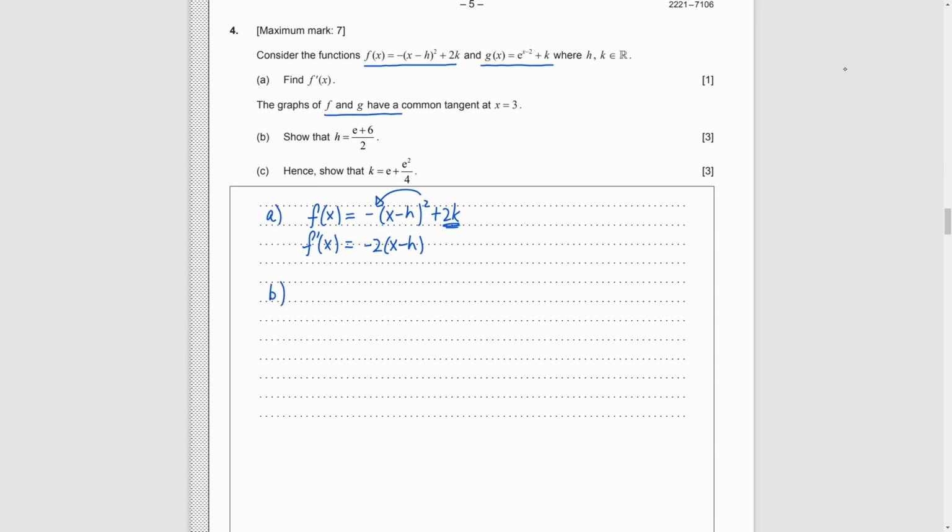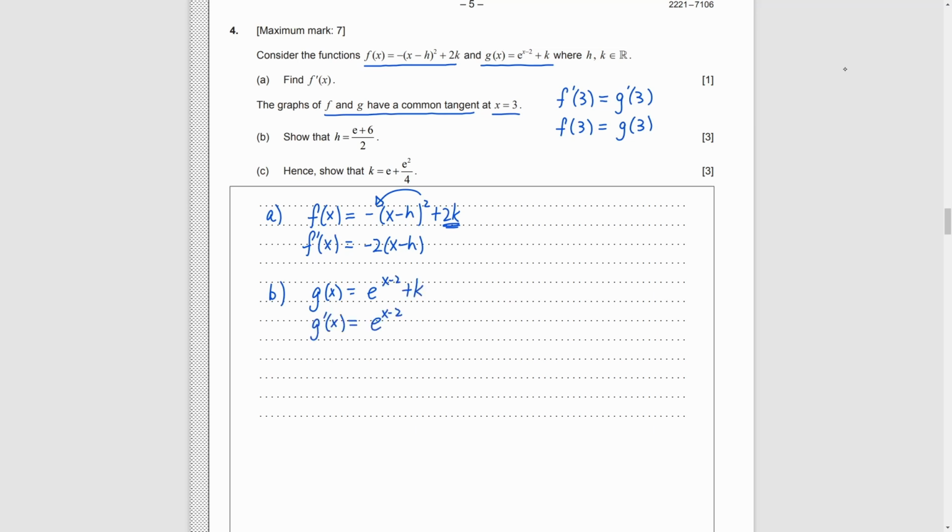Part B. f and g have common tangent at x equals 3. This is a very common type of questions in calculus. Common tangent means that their slopes are the same at that point. So, f'(3) is equal to g'(3). Also, they touch at that point. So, f(3) is equal to g(3). We need to show h equal to something.